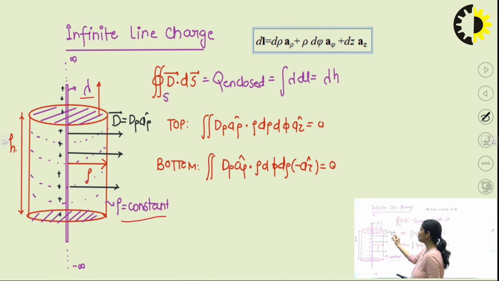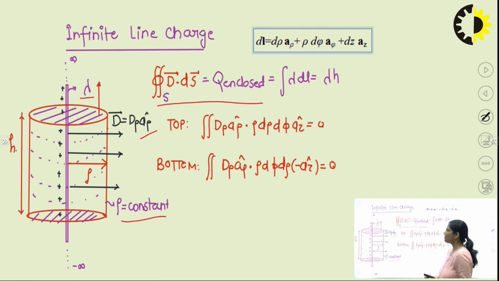Now here D is equal to D rho, unit vector of rho. Now apply Gauss law here. So Gauss law: the closed integration of D dot ds is equal to Q enclosed. So you have to take the enclosed charge, and the enclosed charge for this cylinder is the integration of lambda dl. Lambda is your charge density on this line, and for dl you are taking the height of the cylinder, which is represented by h. So you will get lambda h.